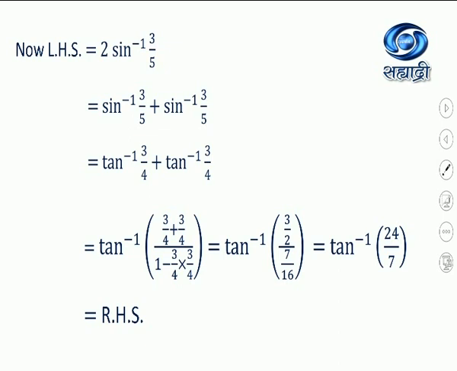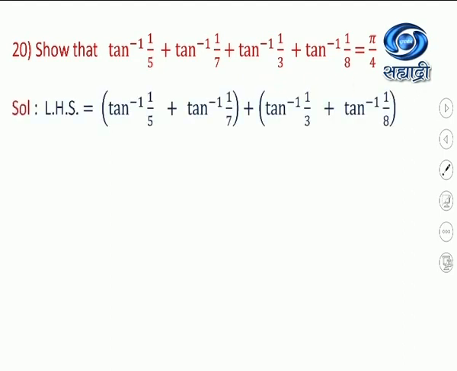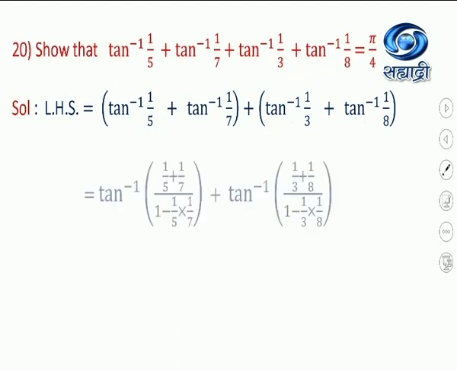Okay, so remember the methods of how we are trying the sums. Sum number 20 from the miscellaneous exercise. Show that tan inverse 1 upon 5 plus tan inverse 1 upon 7 plus tan inverse 1 upon 3 plus tan inverse 1 upon 8 is equal to pi by 4. Now what we do is we combine these two terms in one bracket and the remaining two as the second bracket. Okay, apply the rule again. Which rule?